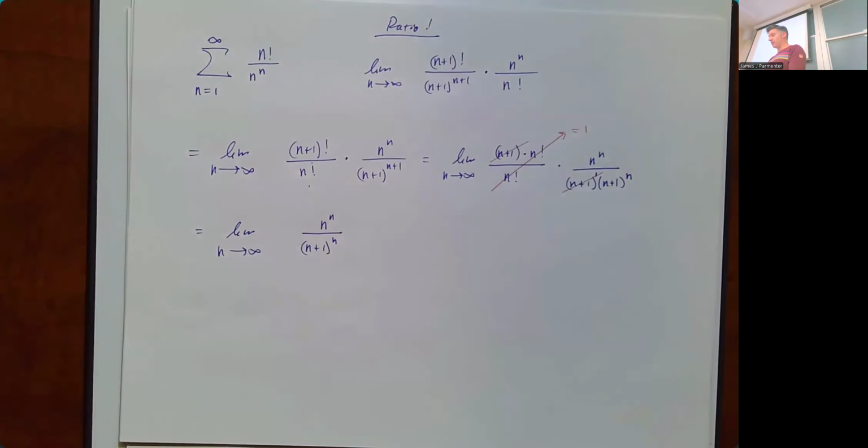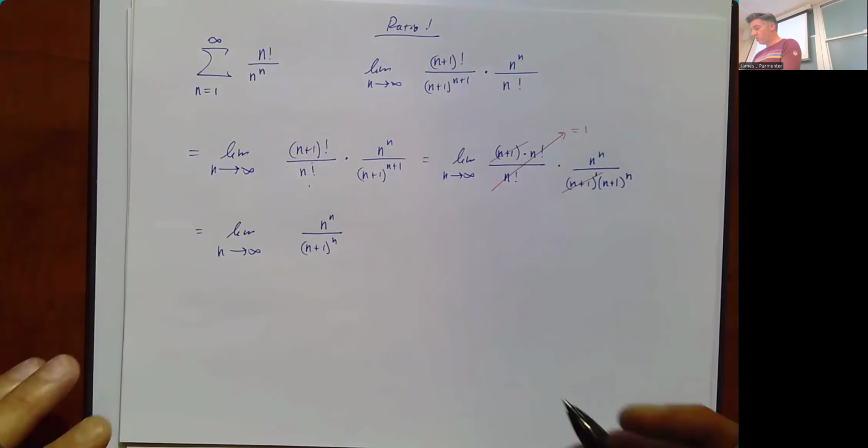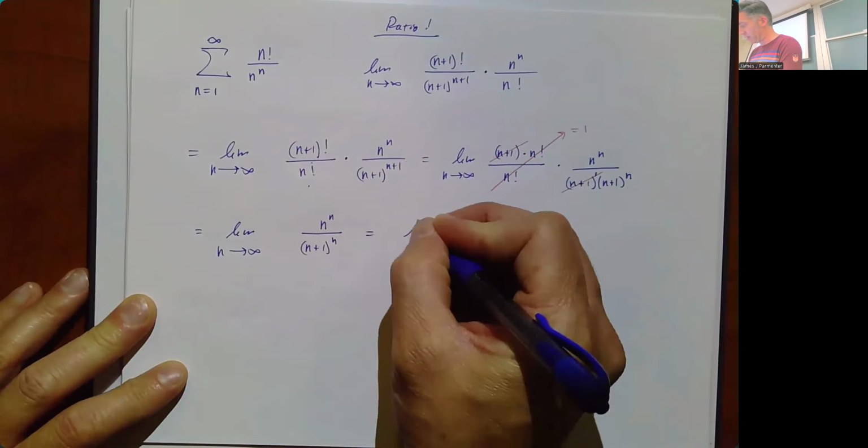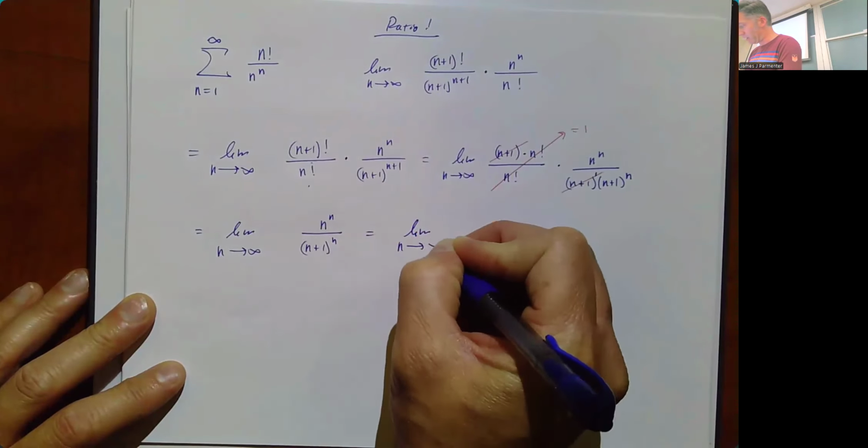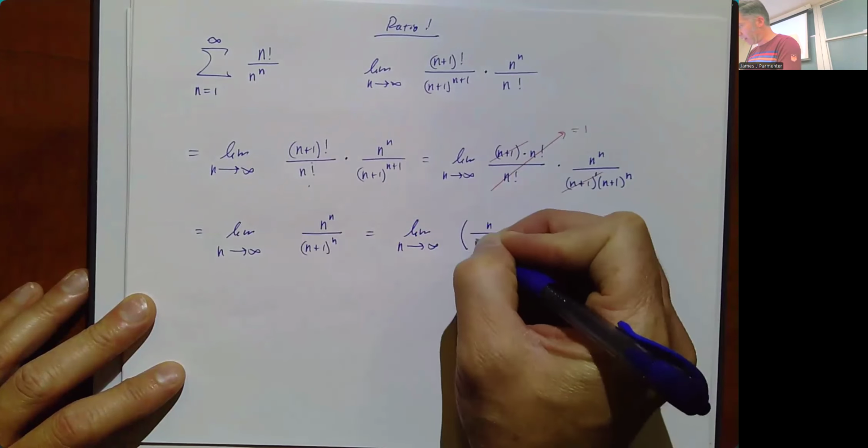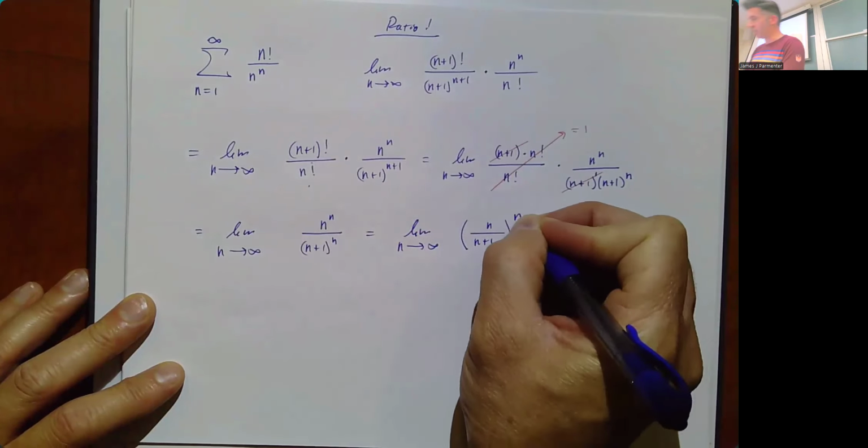Here's where things are going to get a little bit dicey. We're going to combine these together, kind of like we were doing when we had (n plus 1) to the 4th over n to the 4th. We wrote it as (n plus 1) over n, all to the 4th power. We're going to do the same thing here. We're going to rewrite this as the limit as n goes to infinity of n over (n plus 1), to the nth power.